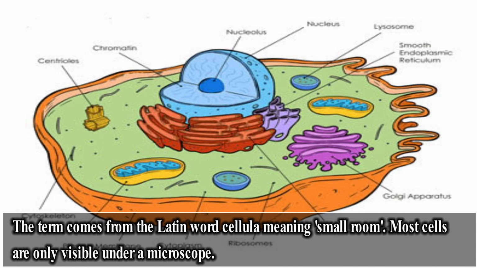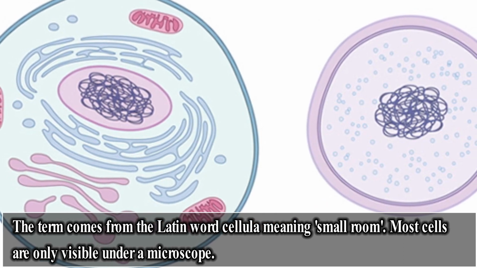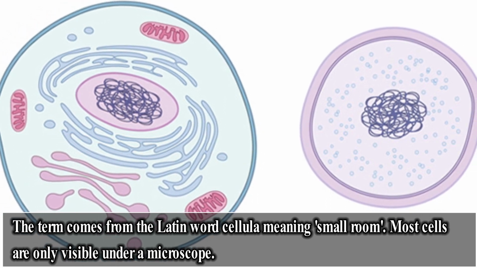Let's start the video. The cell is the basic structural and functional unit of all forms of life. Every cell consists of cytoplasm enclosed in a membrane. Many cells contain organelles, each with a specific function. The term comes from the Latin word cellula, meaning small room. Most cells are only visible under a microscope.